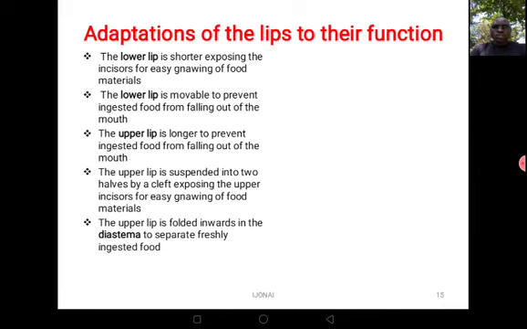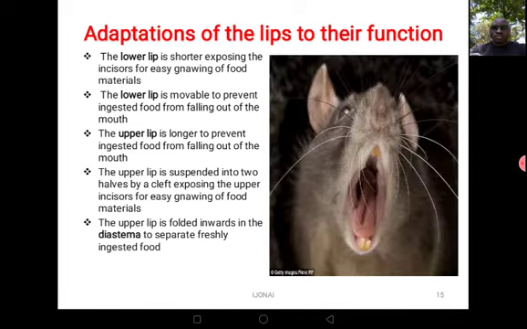What are the adaptations of the lips to their functions? We have talked about the lips. So we want to see why they have such a unique structure. When you look at the lips, you realize that the lower lip is shorter, and this exposes the incisors for easy gnawing of the food materials. So it is shorter to expose the incisor teeth for easy cutting of the food materials and biting.